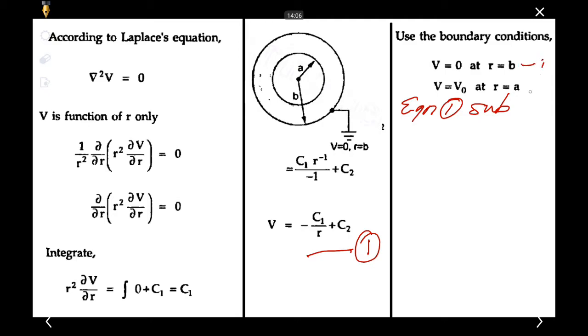We will take this as boundary condition 1, and this as boundary condition 2. So we will substitute boundary condition 2. What will you get? V0 is equal to minus C1 by A plus C2. Next, in equation 1, substitute boundary condition 1. If I substitute boundary condition 1, I will get 0 is equal to minus C1 by B plus C2.